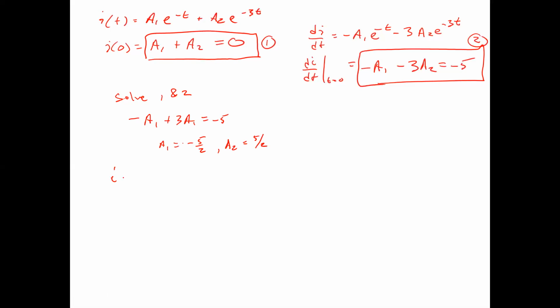And therefore the solution is I of t equals -5/2 e to the minus t plus 5/2 e to the minus 3t.